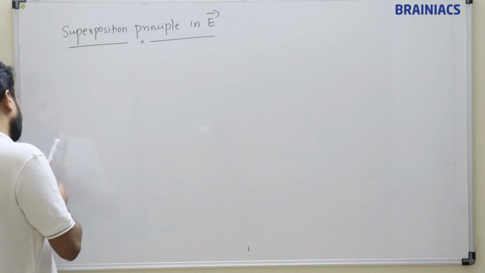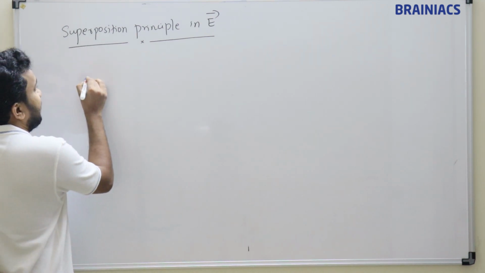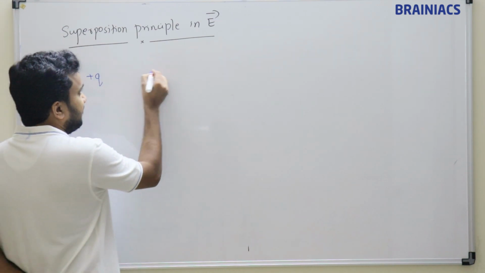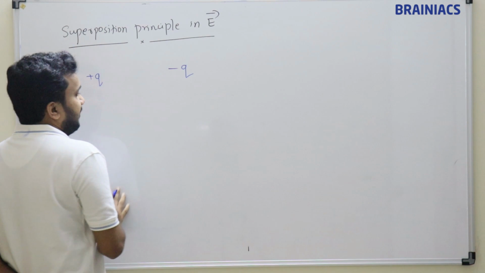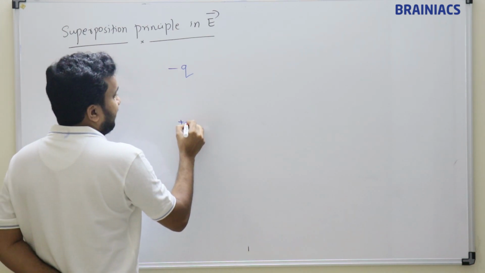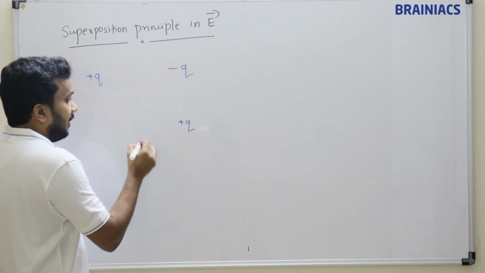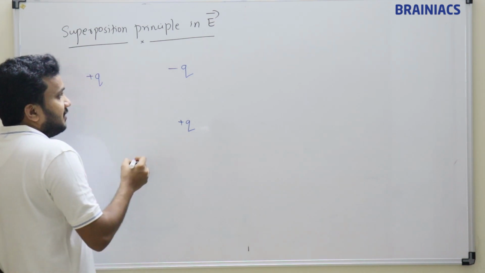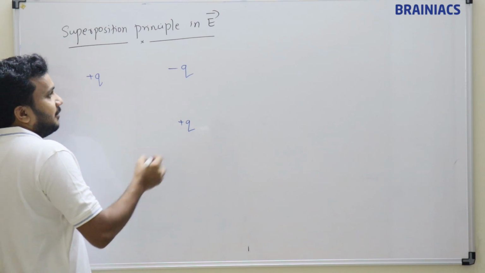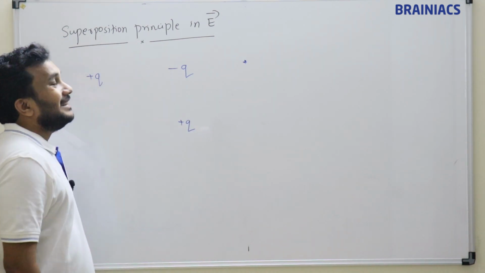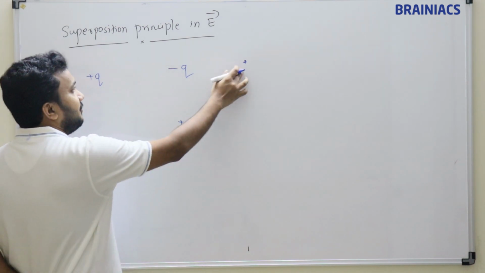We'll take one example. Suppose we have charges: one plus q charge will be here, one minus q charge will be here, and I have another plus q charge here. Now I'm going to ask you what is the electric field at a certain point. For example, I'm considering this point. I'm asking what is the electric field at this point.